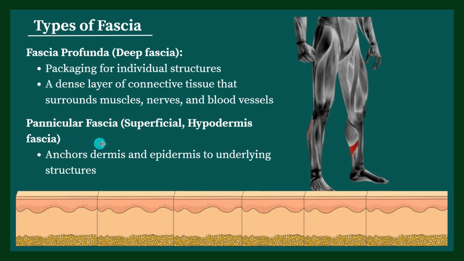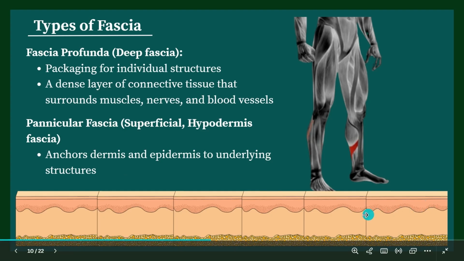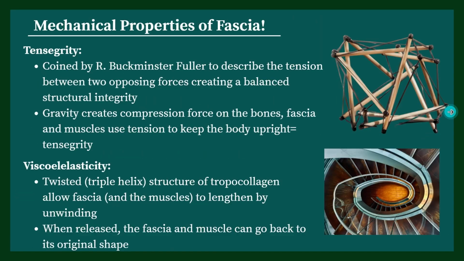And then the other kind of fascia that we have is the panicular fascia, which is the superficial fascia right under your skin, and it anchors the dermis and epidermis to the underlying structures. When we talked about the integumentary system in the last few videos, before the skeletal system, we were talking about how this would be the epidermis, the top layer. The second layer would be the dermis. And then underneath we have the adipose tissue, but also we have the panicular fascia that connects everything together, holds it all in place.